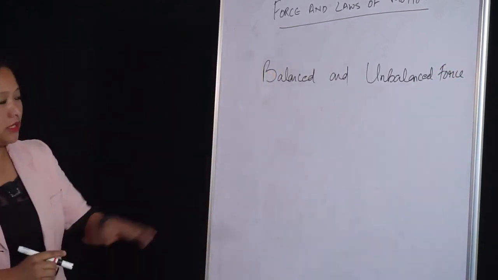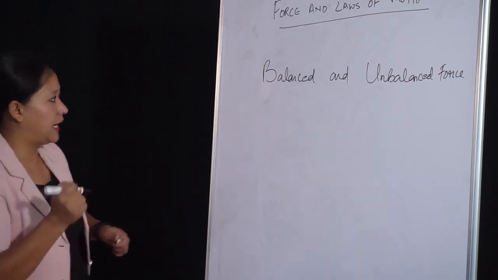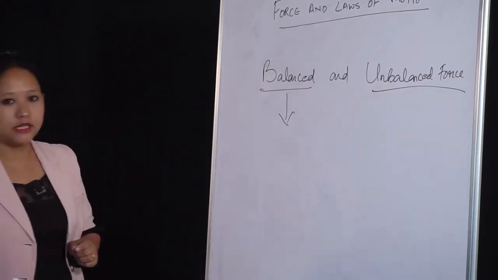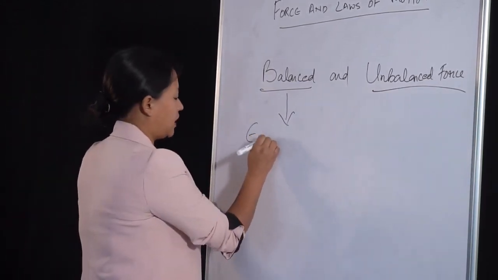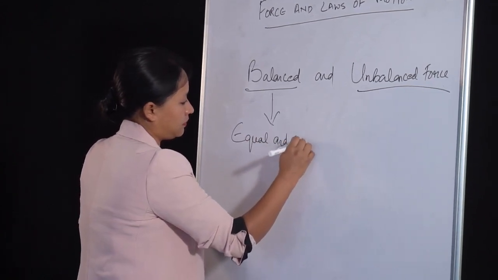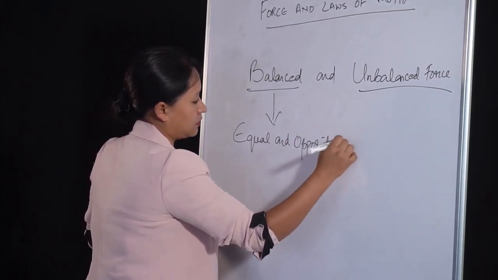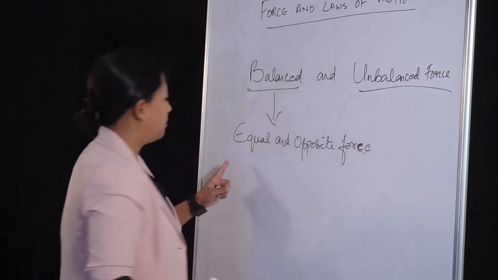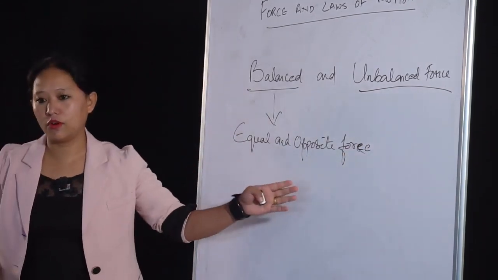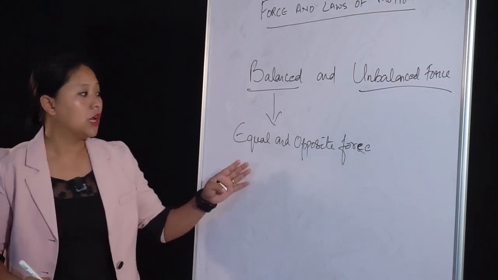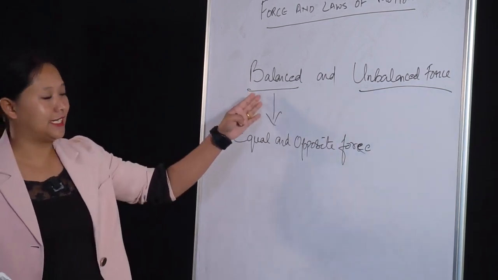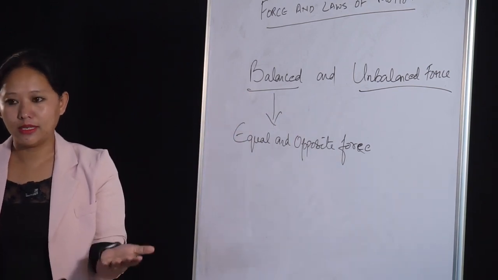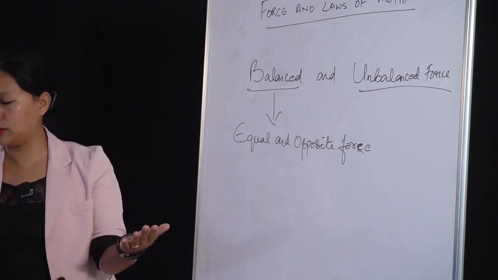So here, what is balanced and unbalanced force? Let me explain to you one by one. What is balanced force? Equal and opposite force is known as balanced force. So the name itself says it: balanced means what? Both sides have to be equal. That means the right hand side has to be equal to the left hand side.